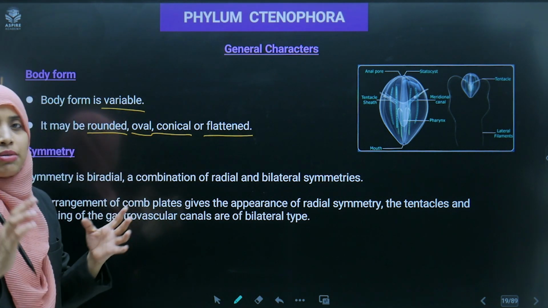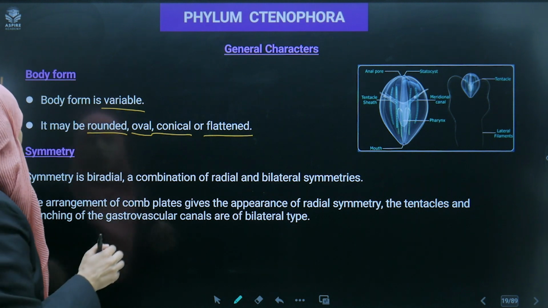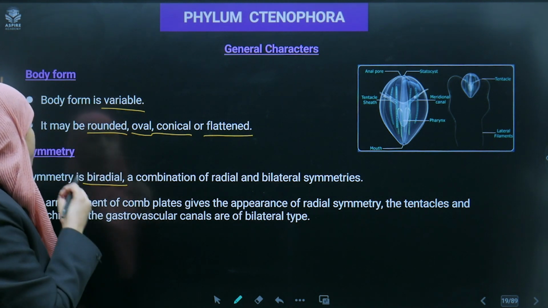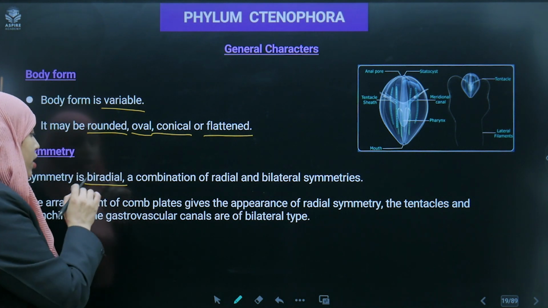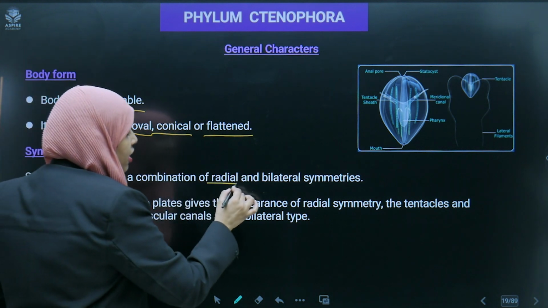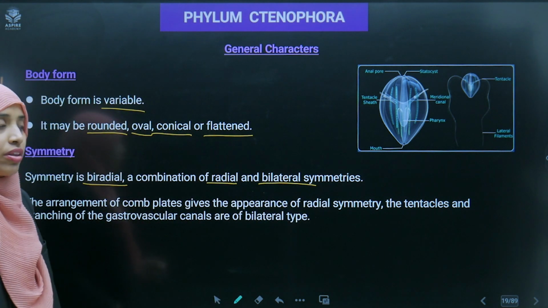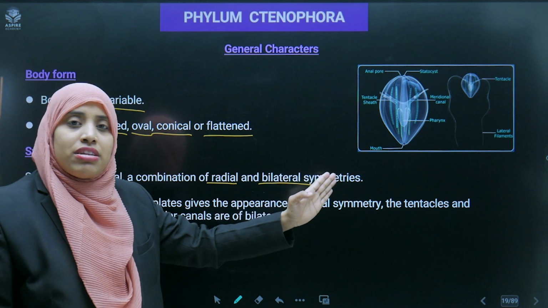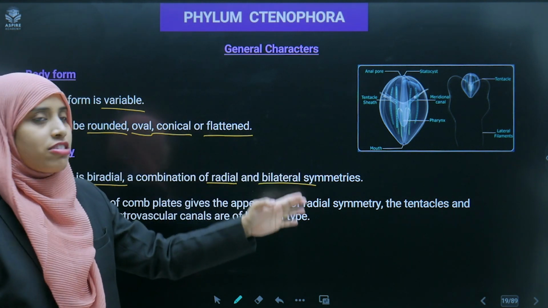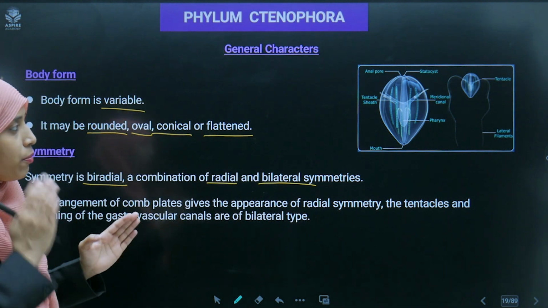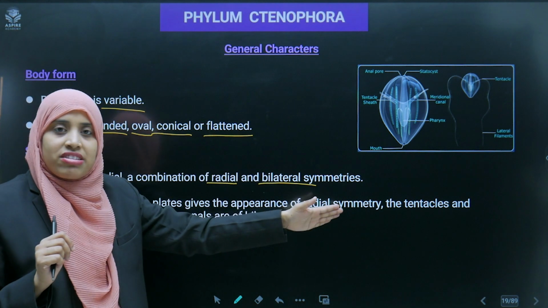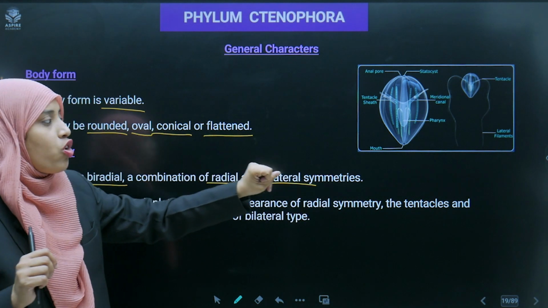What about the symmetry? Symmetry कैसा है? It is biradial symmetry. What does the word biradial mean? Biradial means it is a combination of radial and bilateral symmetry. Bilateral means organisms can be cut through one plane. एक plane से आप cut कर सकते हो, सिर्फ एक plane से अगर cut करोगे, it will be divided into two equal halves. So bilateral symmetry is visible in these organisms.